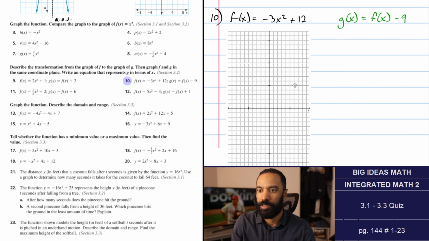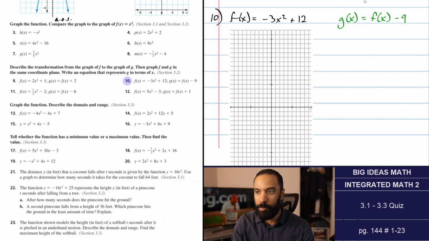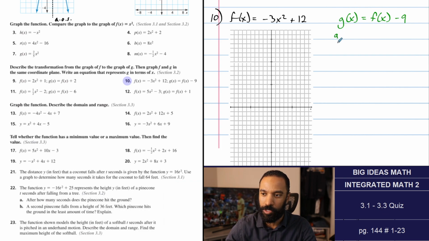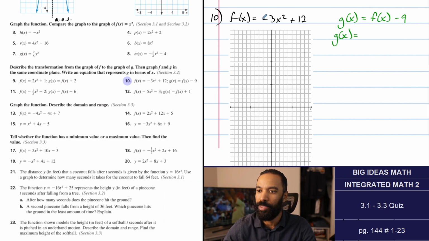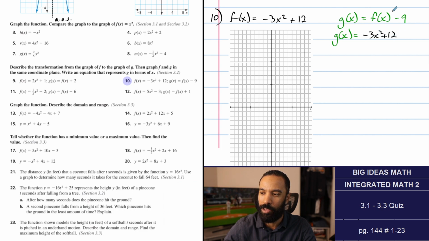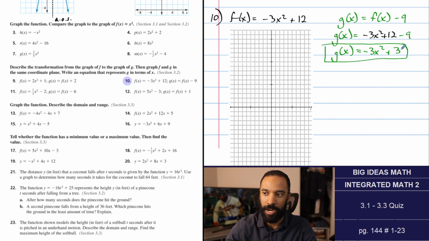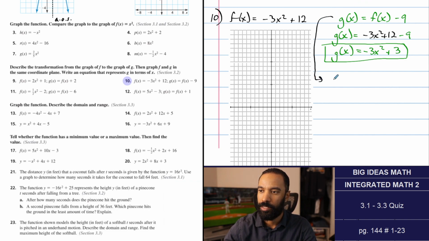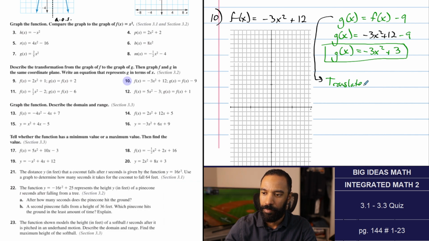So, once again, description-wise, we're going to translate f 9 units downward to make g. That's going to be something I'm going to describe, but in order to see its actual form, let's take negative 3x squared plus 12, and let's subtract 9 from it. Boom, like that. So this will be negative 3x squared plus 3 as its simplified version of the equation. I can also take f and go 9 units downward. So we will be translating f of x 9 units downward.